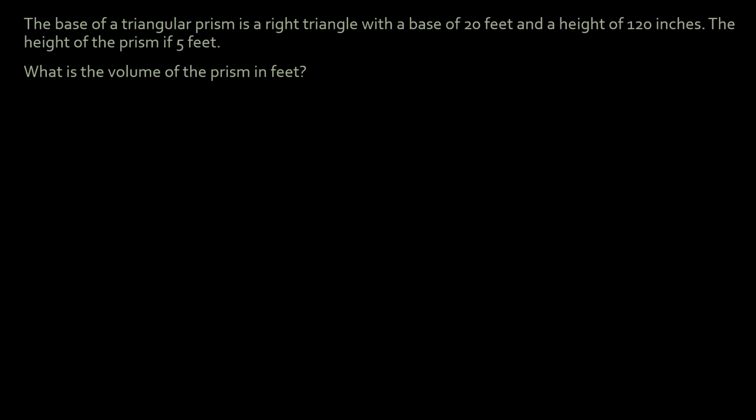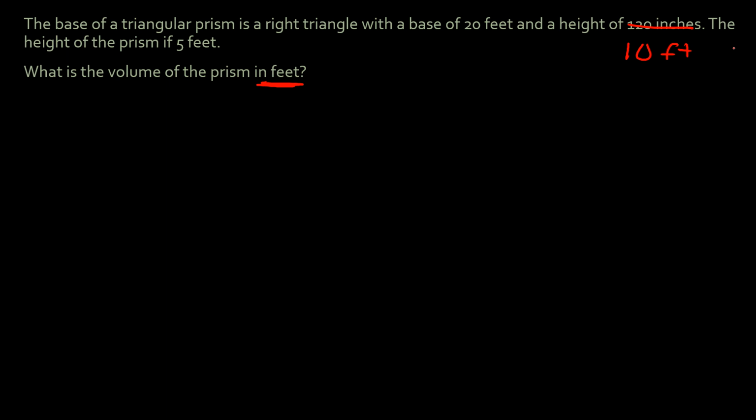Alrighty, here we have a problem that says the base of a triangular prism is a right triangle, and it has a base of 20 feet and a height of 120 inches, and the height of the prism is 5 feet. We want to know the volume of the prism in feet. Again, a question where they give you inches for one of them and you need to convert it to feet first. If you take 120 inches and divide it by 12, you will get 10 feet.